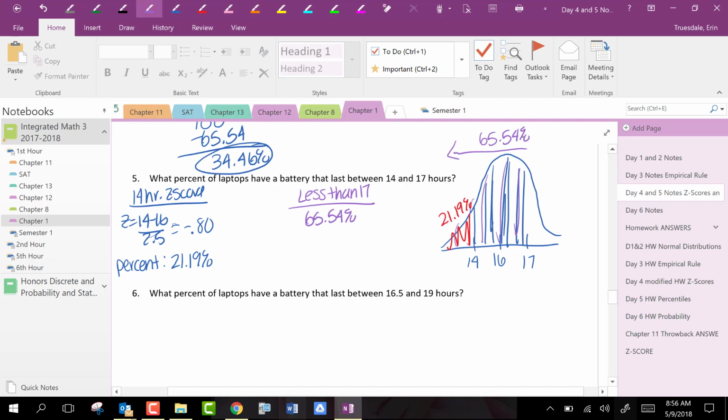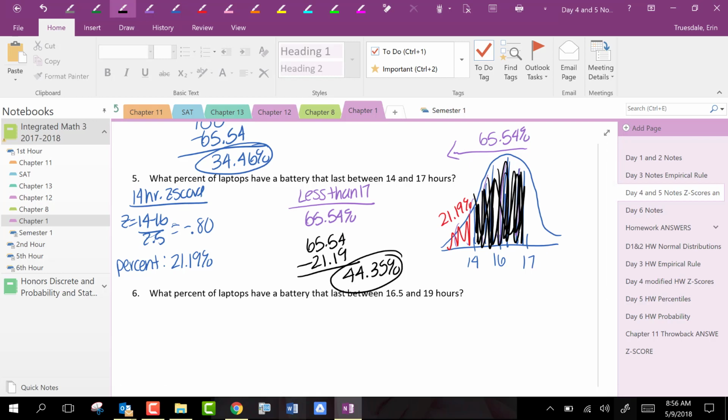Okay, so if I take that 65.54 and subtract off this, I'll be left with what I'm looking for, which is in between there. So I have 65.54 minus 21.19. That would give you 44.35%. That's going to be this area right here, which is what I was looking for. Any questions?